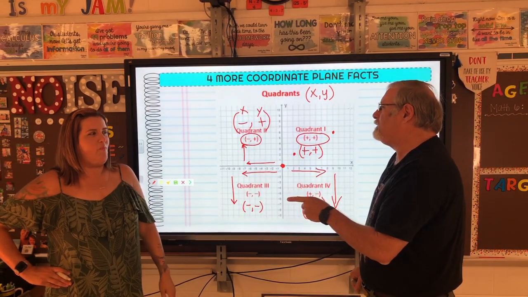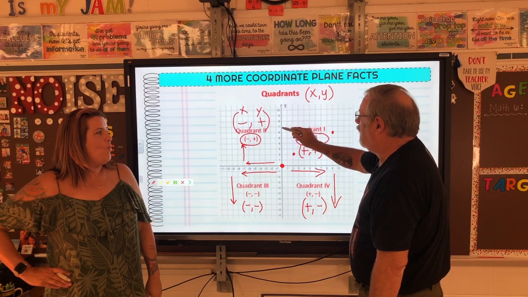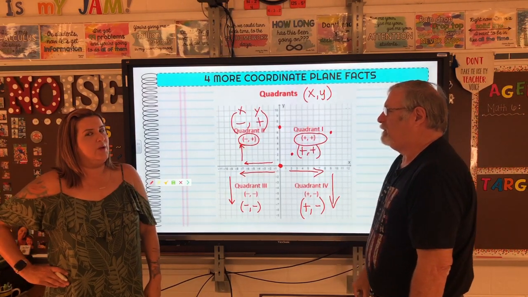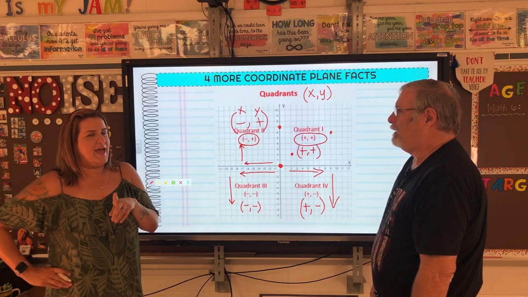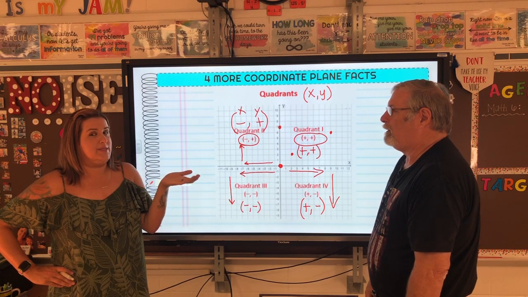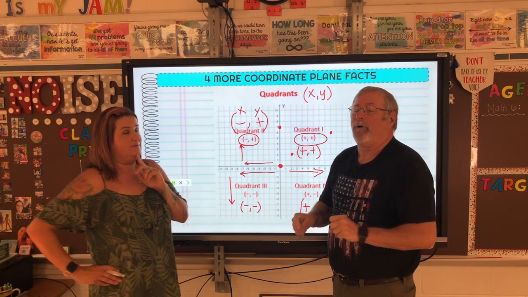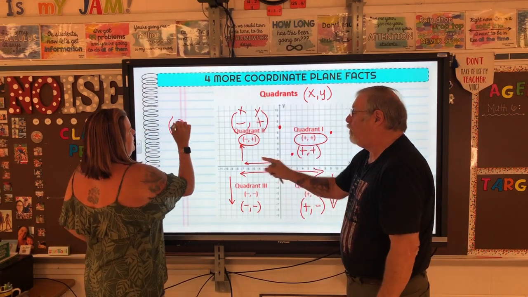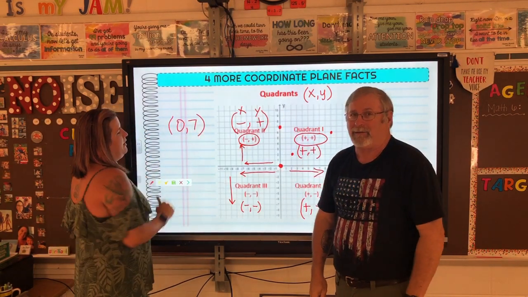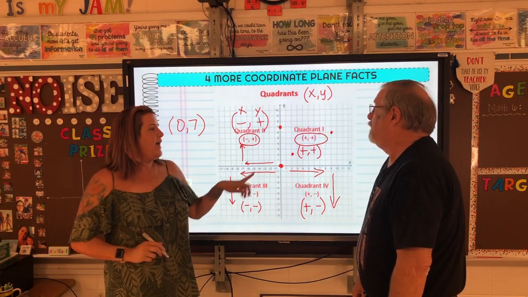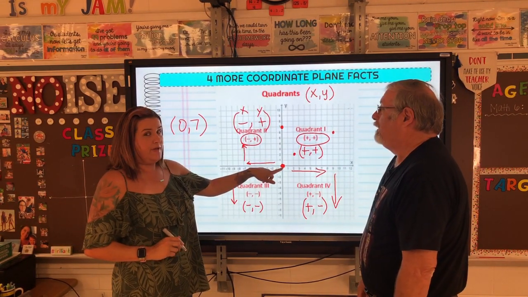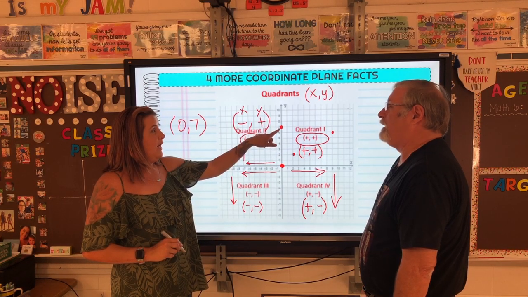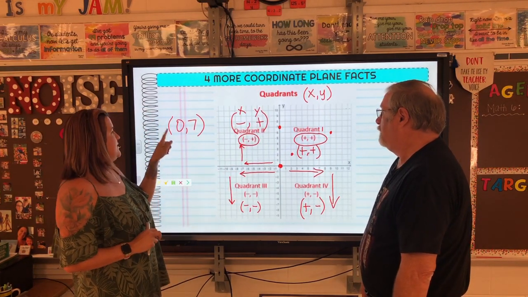But what happens if something is found on the line? If something's on an axis, one of the numbers will be 0. One of the things to always remember is that if you see a dot on one of the lines, one of the numbers has to be 0. So Mr. Lamb graphed 0 because he didn't move left or right. He didn't go anywhere but straight up 7. So his ordered pair is (0, 7).